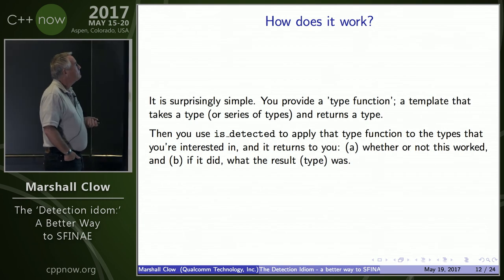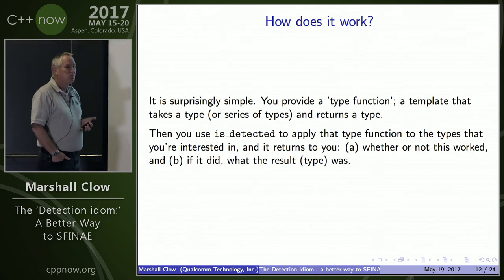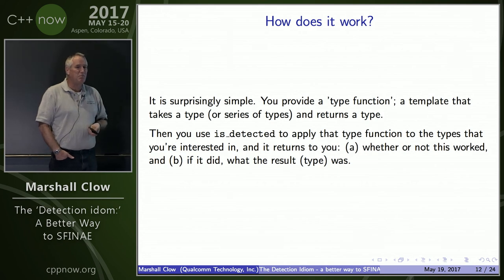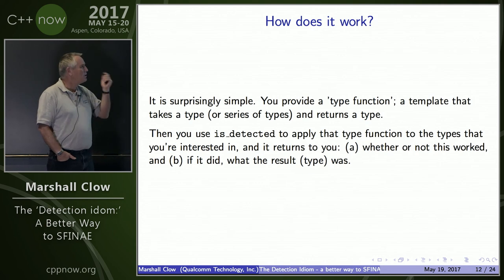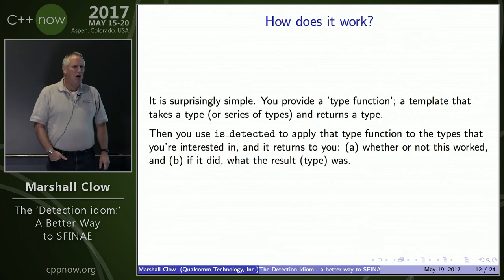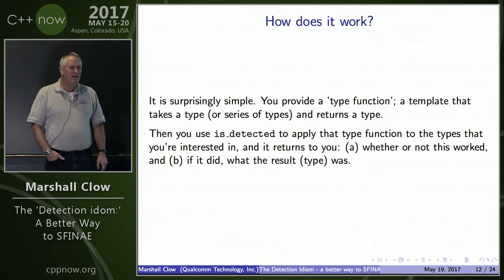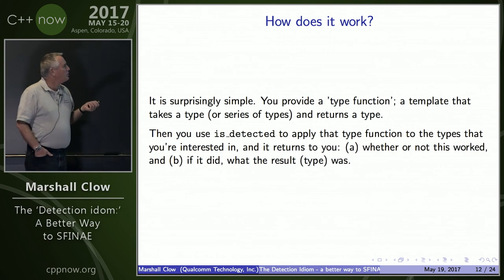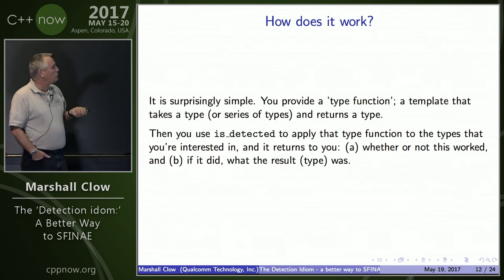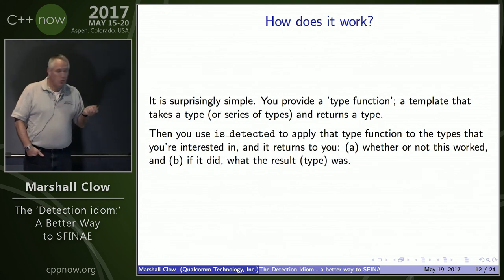So how does it work? It's really, really, really simple once you think it up. And that's the thing that annoys me so much about this, is that I played around with this problem for a while. And then Walter came along and handed me this solution, and you look at it and you say, oh, yeah, dang, why didn't I think of that? Anyway, you provide the type function, and then you use is_detected to apply the type function to what you want, and it returns to you whether or not it succeeded, and if it did, what the result type was.